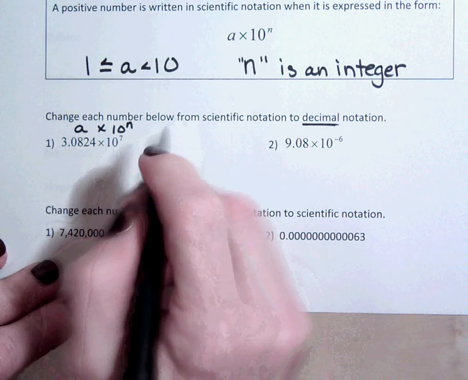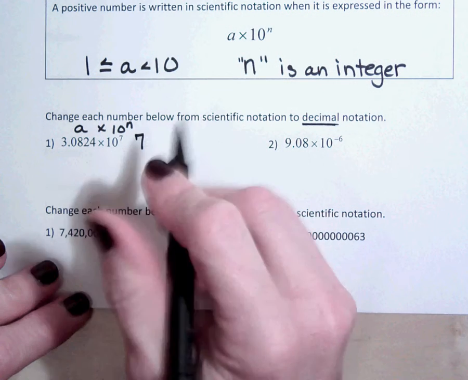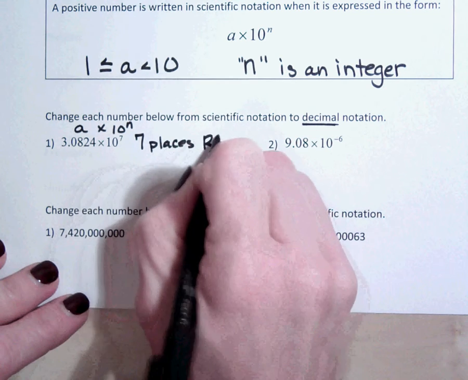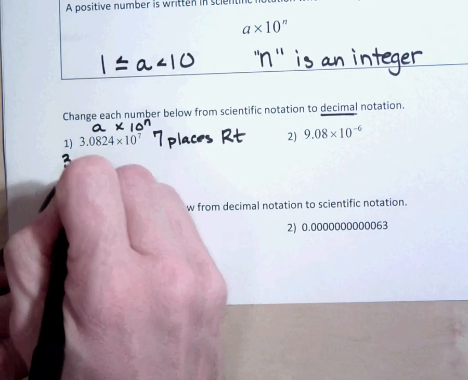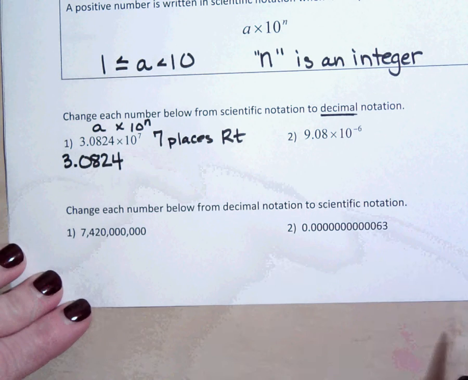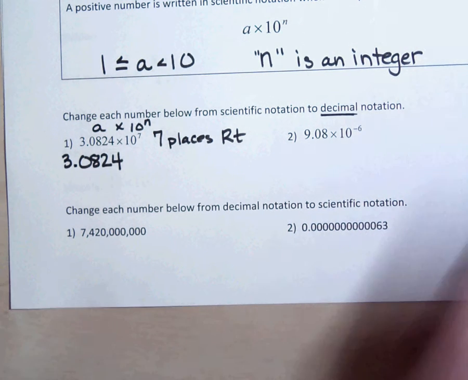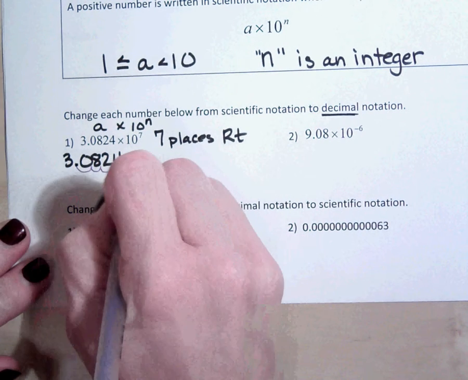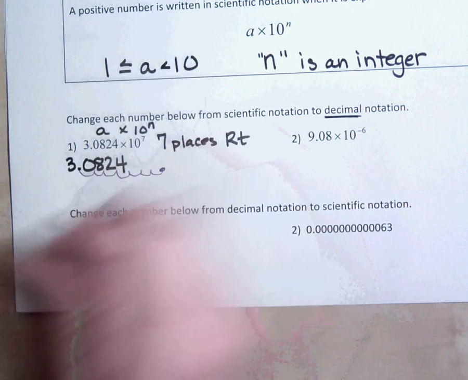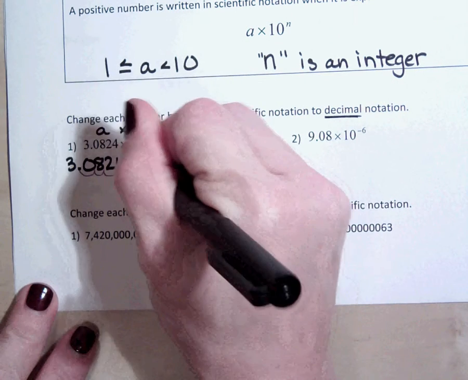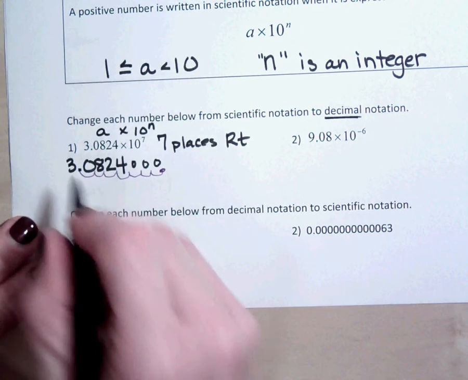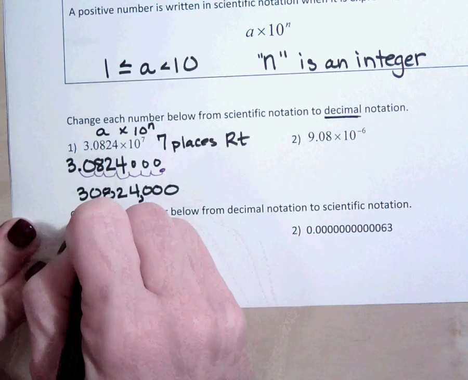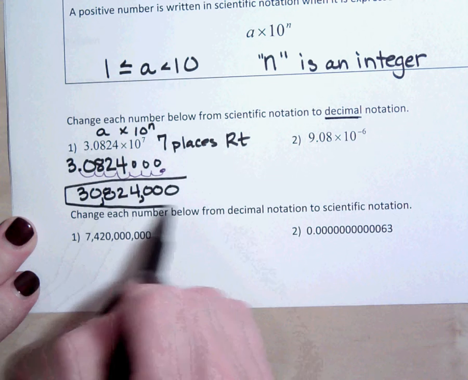So since it's a positive 7, that means I take my decimal point and move 7 places to the right. So here's my 3.0824. I'll take my decimal point and start going 1, 2, 3, 4, 5, 6, 7. And anything that I had to do beyond the numbers that were there, I fill in with zeros. So my final answer is 30,824,000.